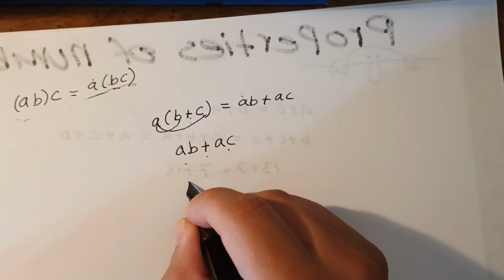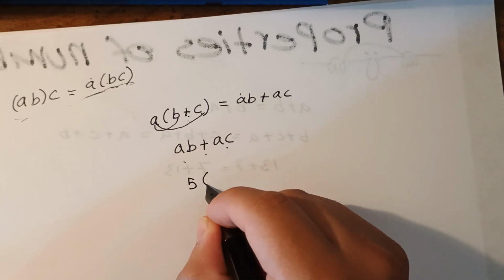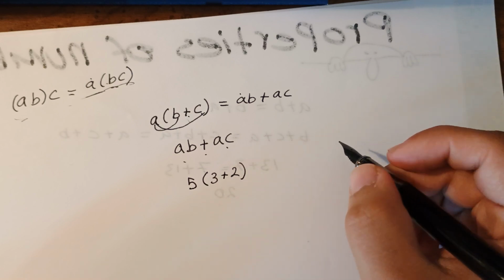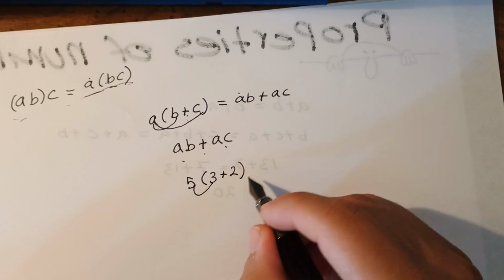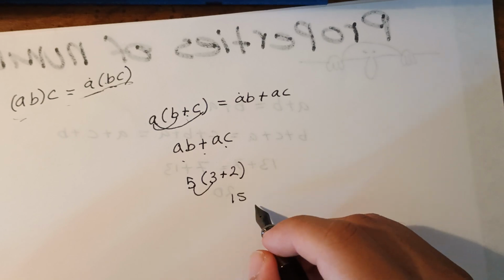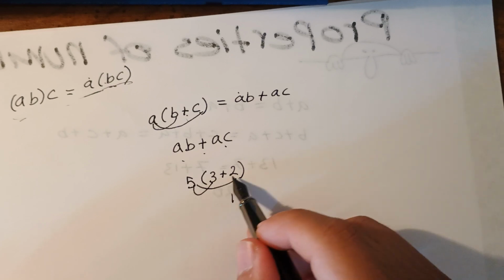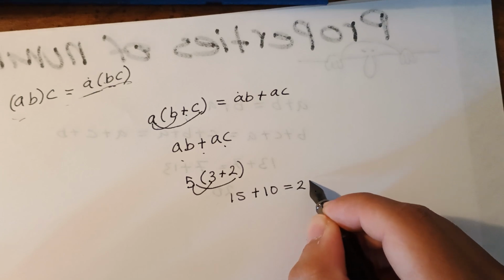So a quick example would be, okay, we're adding here. So we're going to do 5 times 3, which is 15. And then we're going to do 5 times 2, which is 10. So our answer is 25.